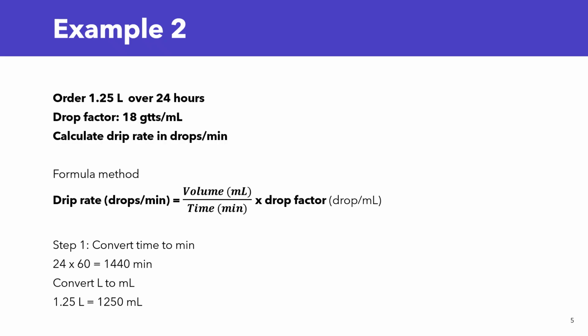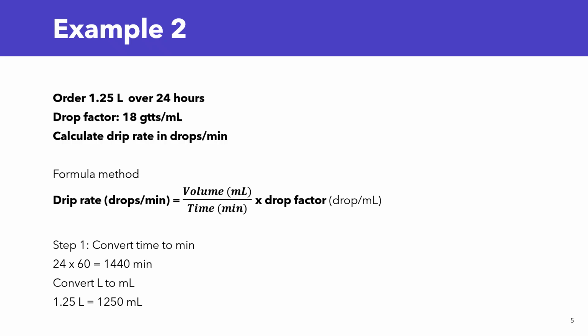So the order here is 1.25 liters over 24 hours. The drop factor is 18 drops per ml, and we're asked to calculate the drip rate in drops per minute. Okay, so formula method, we're going to try the formula method first and then dimensional analysis. So formula method, the volume here is given in liters. So we need to convert that to milliliters. Okay, so how do we convert liters to milliliters?